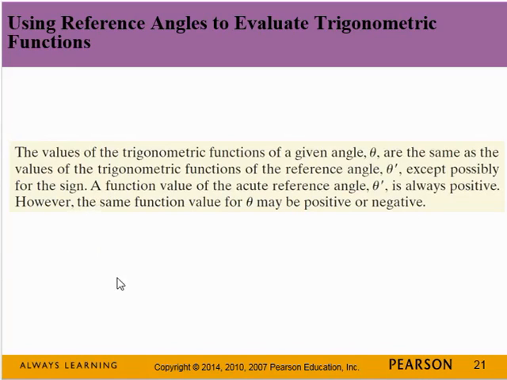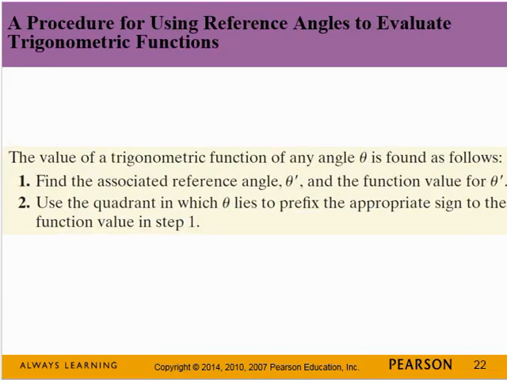So you can use a reference angle to evaluate a trig function. The values of trig functions of a given angle theta are the same as the values of trig functions of their reference angle. So if you were to put in sine theta, it's the same as sine of its reference angle, except for the sign. It might be the negative of the other. A function value of an acute reference angle is always positive. However, the same function value for theta may be positive or negative. So let's look at a couple examples.